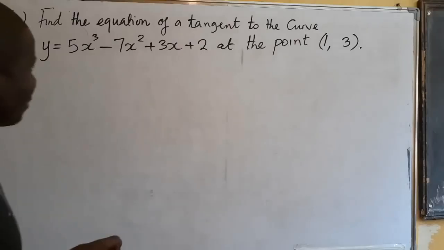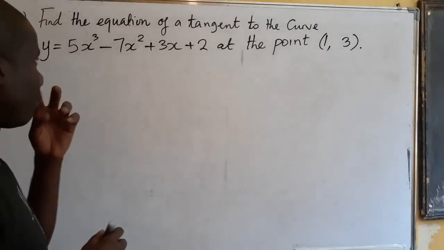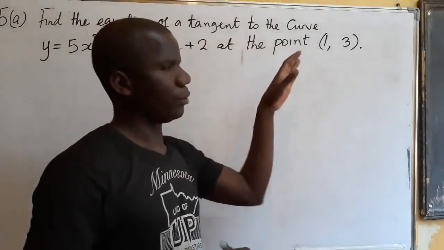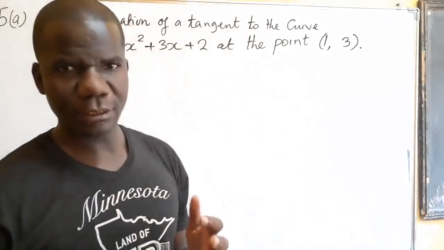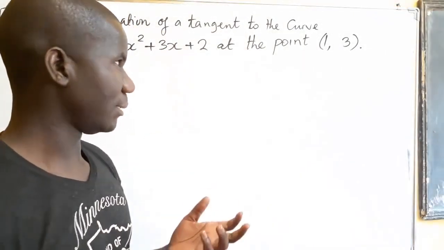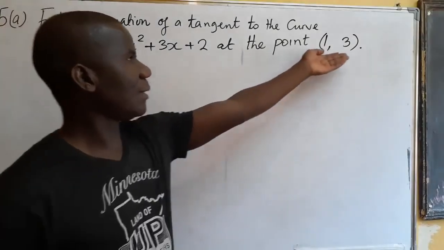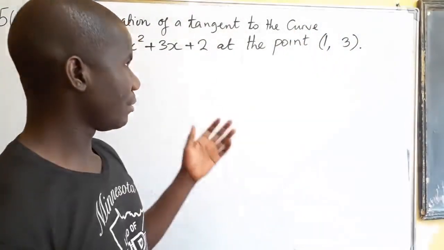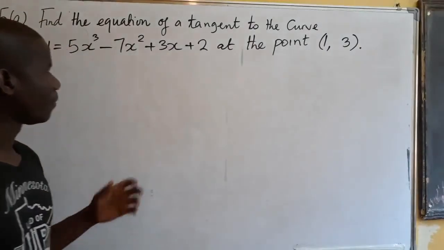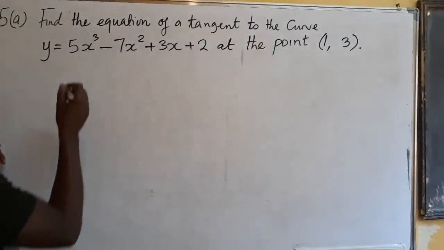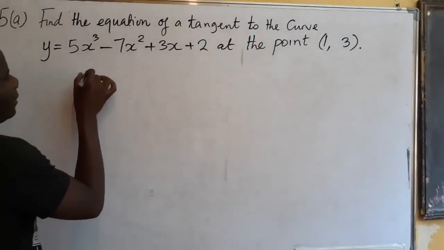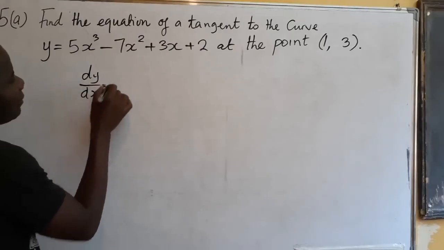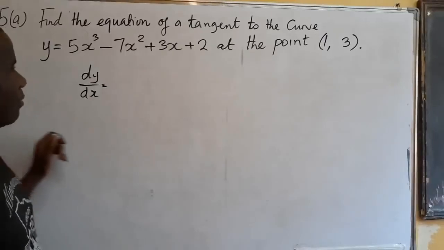Okay, so what we are supposed to do in this case, we are first of all supposed to find, because to write the equation of a tangent, or to write any equation, we need the gradient, okay? We already have the coordinates of a point here, but we do not know what the gradient is. So we need to find the gradient, okay? So that's the first thing that we are supposed to do. So let's find the gradient. To find the gradient, we have to first of all find the derivative of this curve.